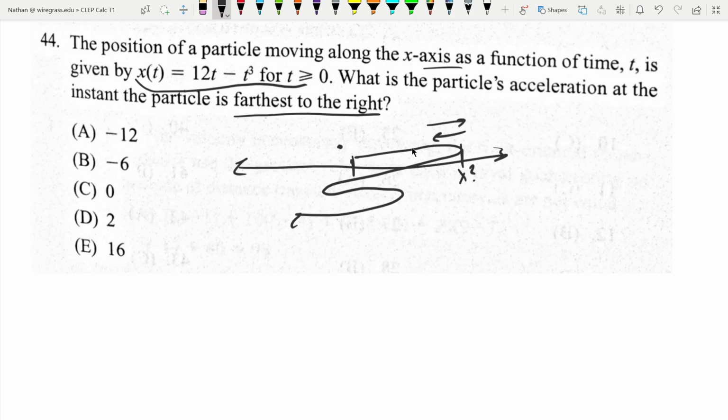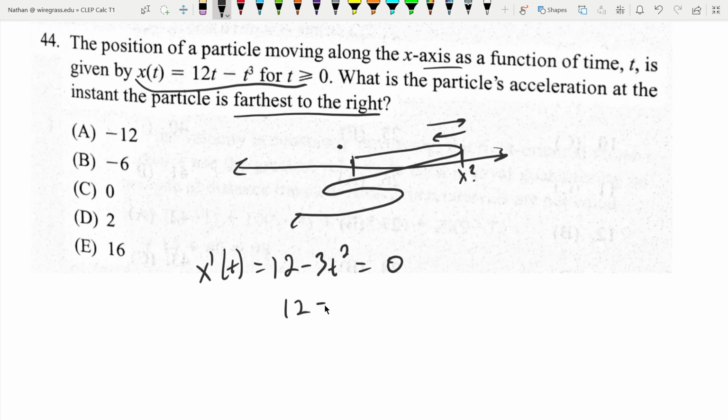And because it changes direction, that means for a moment, the velocity must be 0, because it has to go from positive velocity to negative velocity or vice versa. Now, when the velocity equals 0, that's the same thing as asking what's the velocity function here, which is just the derivative of the position function, and setting it equal to 0.